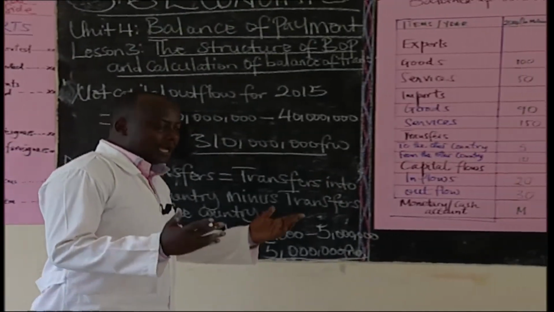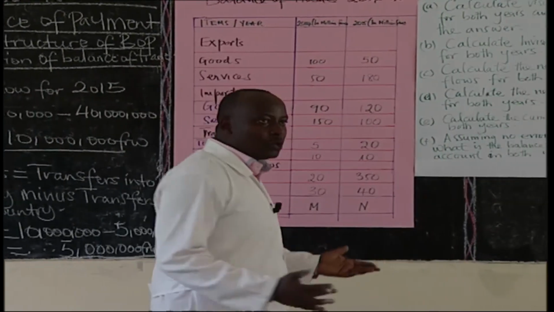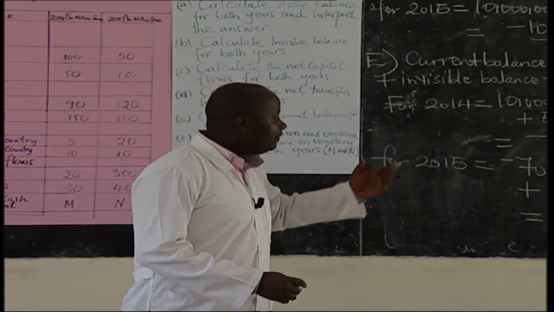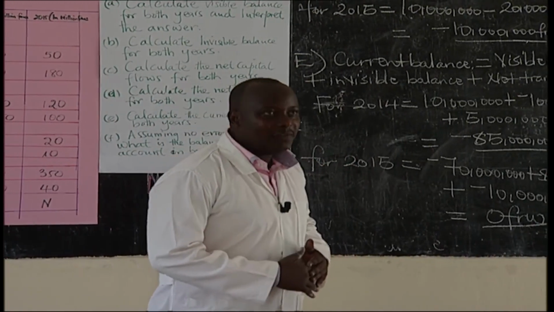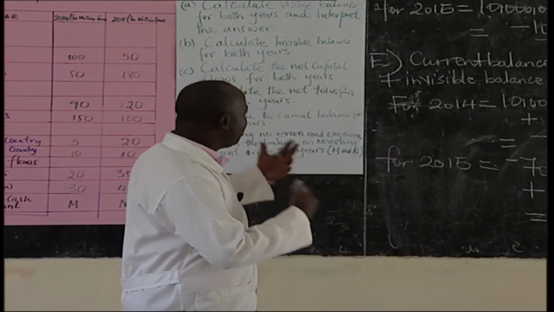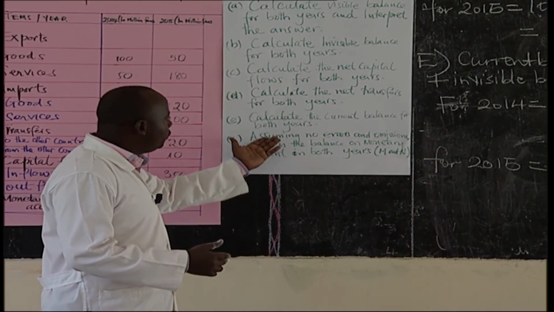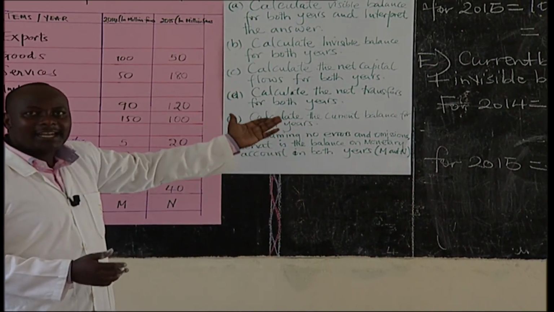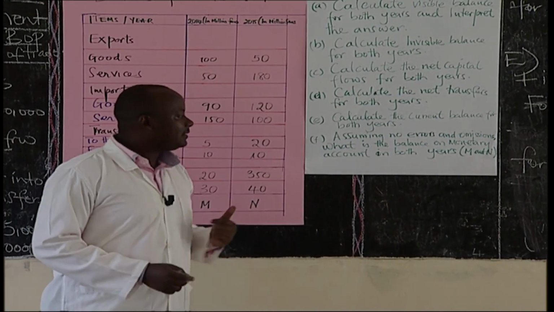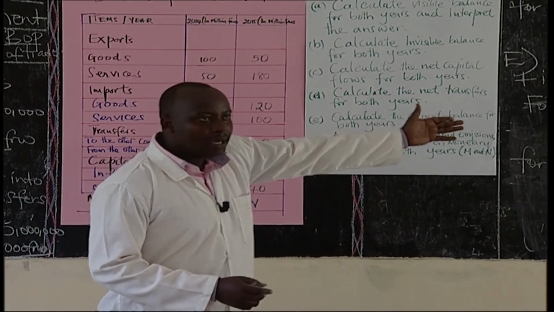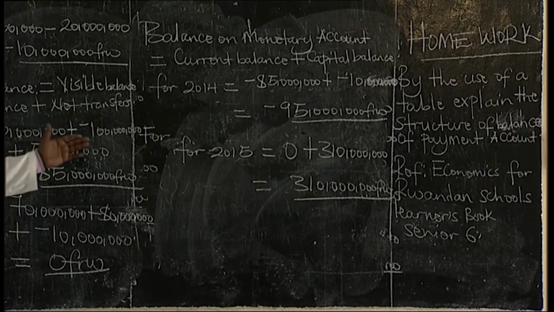Learners, I expect you can now calculate the visible balance. You can calculate the invisible balance and even interpret, because we have been interpreting, like on the first question where they told us to interpret. You can also calculate the net capital flow, the current balance, and the balance on monetary account. If you're given a question with a table and they tell you to calculate, you should be able to calculate those questions.